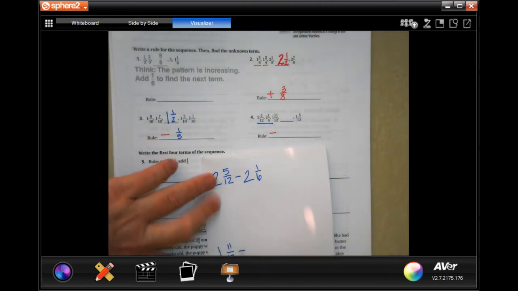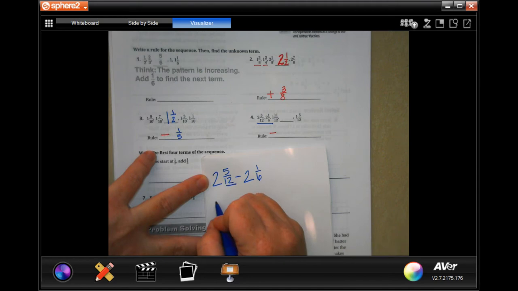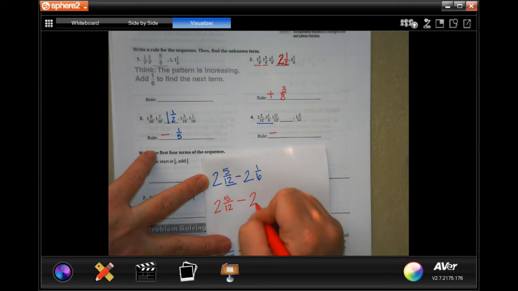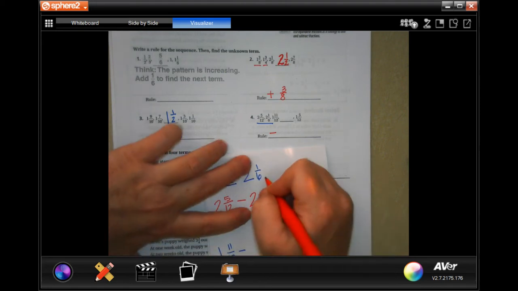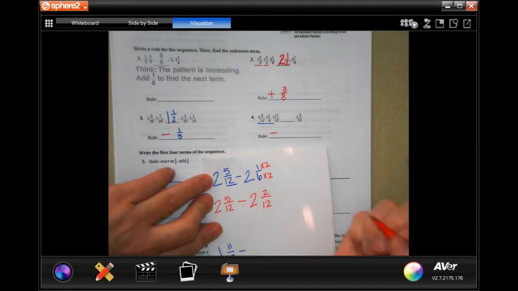So first this problem. Common denominator is going to be 12. So I already have 2 and 5/12, subtract 2, and my denominator is going to be 12. I had to multiply the 6 by 2, multiply the top by 2, 2.